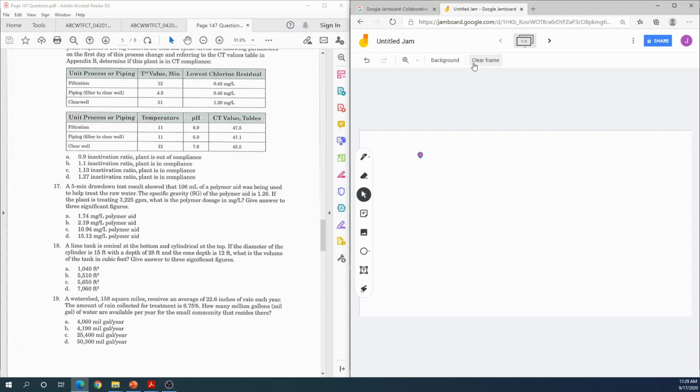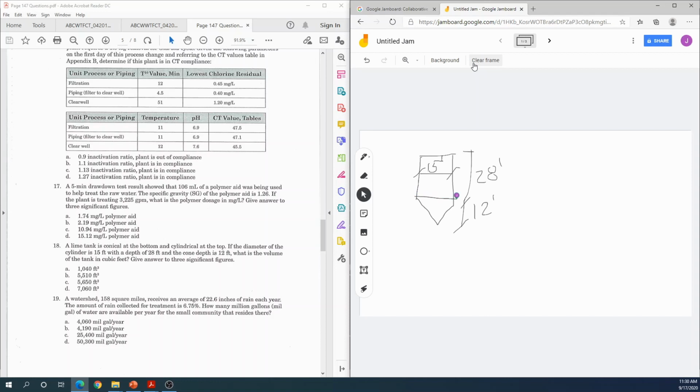Let's just go ahead and draw this. So we have our tank. The diameter of the tank is 15 feet. The depth is 28 where the cylinder is, and 12 feet where the cone is. What is the volume of our tank? So let's just split this into two different tanks and calculate the volumes individually.